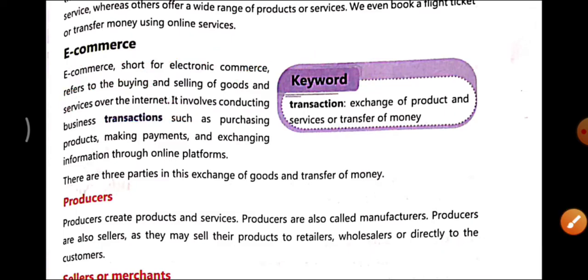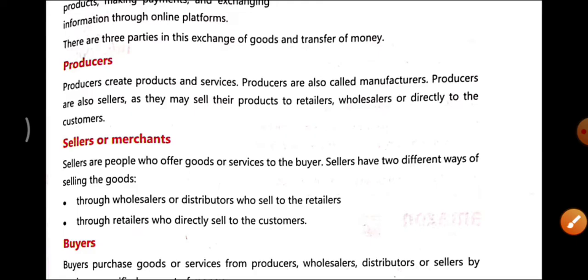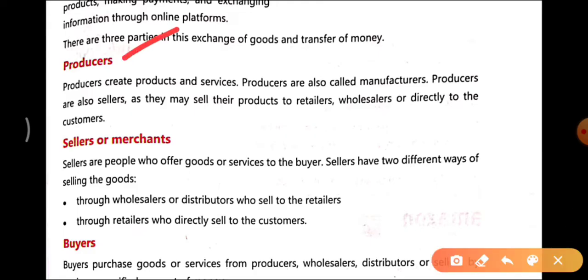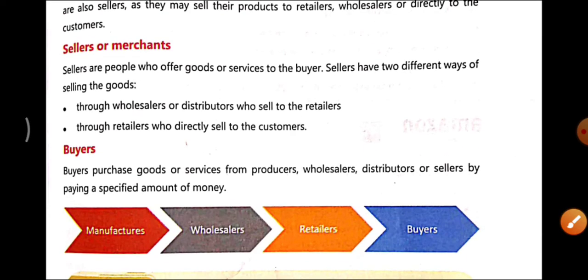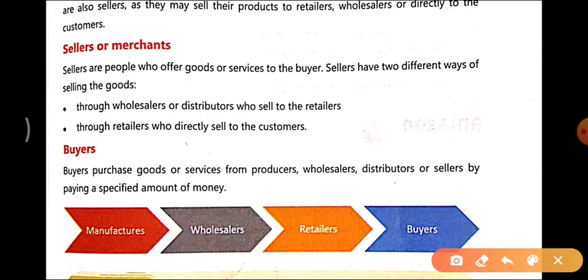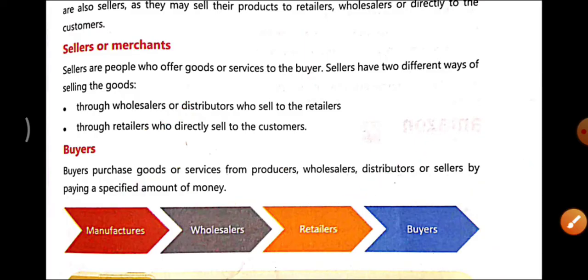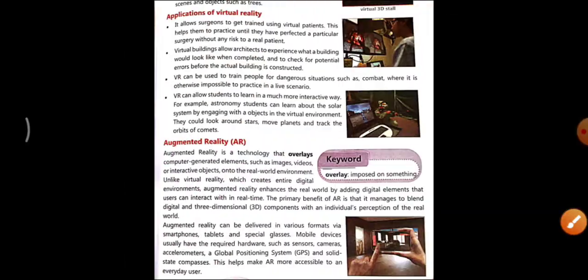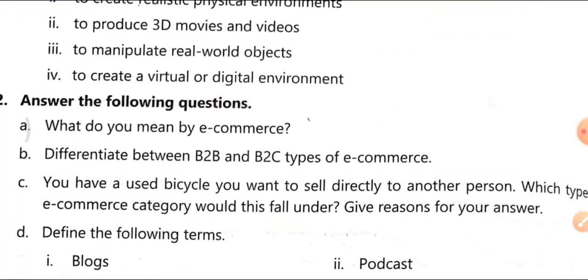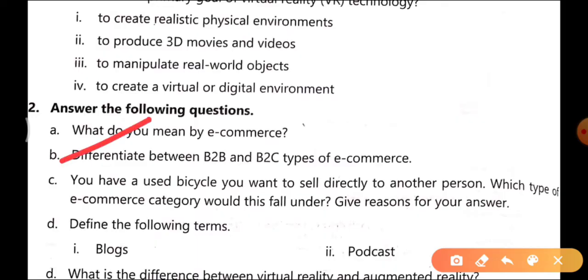So it's very easy to understand. How many parties are there? There are three parties online. First one is the producer, manufacturer, or the company. Second one is the seller or the merchant who sells and delivers the product, and the third one is the buyer, that is we, the user. So the chain is simple: manufacturer, wholesaler, retailer, and buyer. Very simple. Now we'll move to the next question. The question is: differentiate between B2B and B2C e-commerce. B2B stands for business to business.